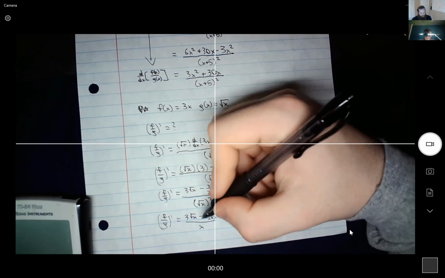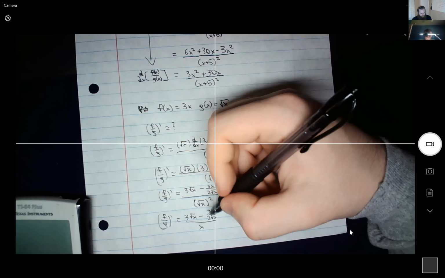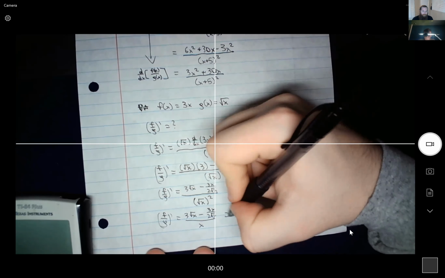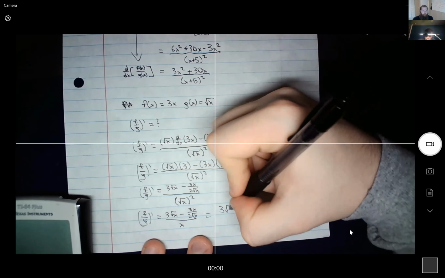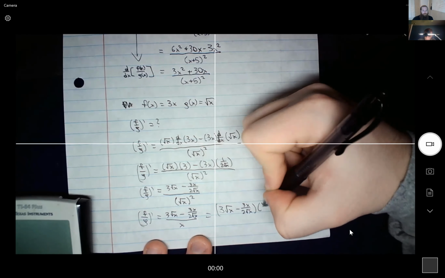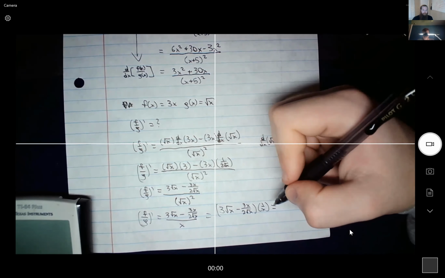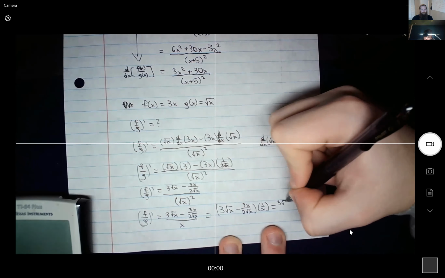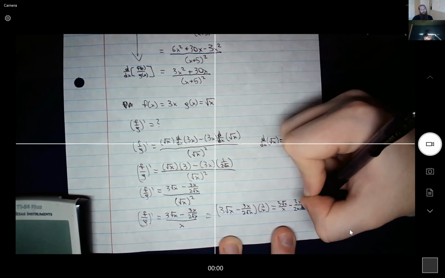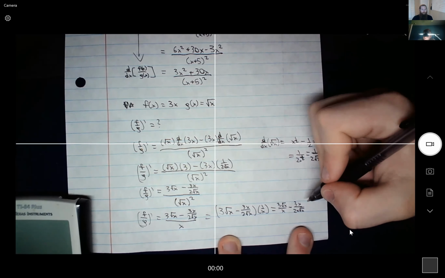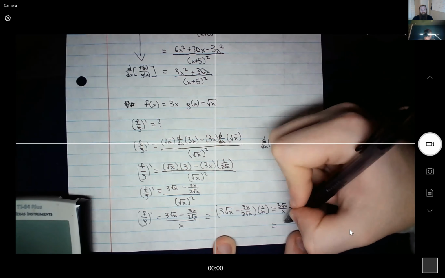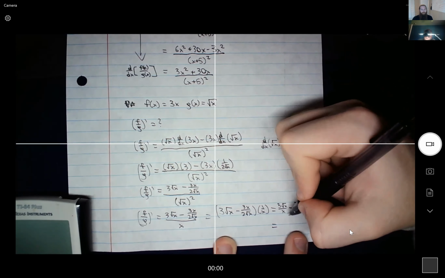You can either leave it like this, or you could multiply it and make it into 3 root x times 3x over 2 root x times 1x, which would become 3 root x over x minus 3x over 2x root x, which then can also simplify to, I think that's right. Yeah, you got it.